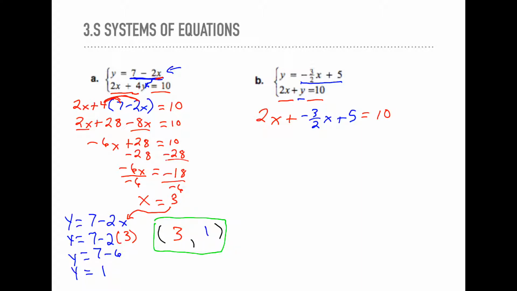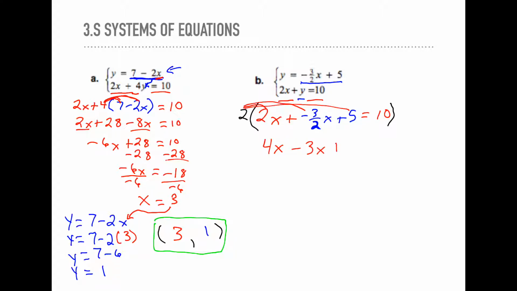All right, so I've got a fraction. Anytime I have a fraction, I will do my first step, which will be to eliminate that fraction. So I'm going to multiply everything in that equation by that denominator, which is 2. Because I see that there is a 2 right here, I can multiply everything in that equation by 2 and get a nice answer without fractions. So we will do 2 times 2x to get 4x. The 2 times the negative 3 halves x, well, those 2's just cancel. So I'm left with negative 3x.